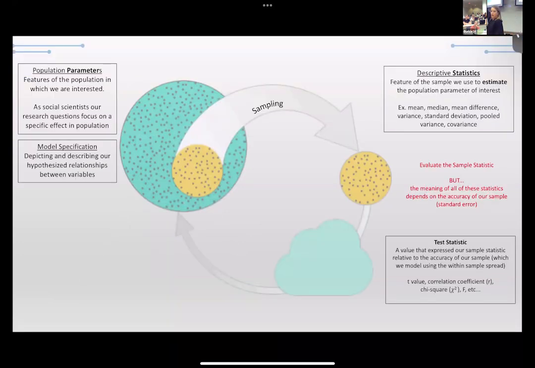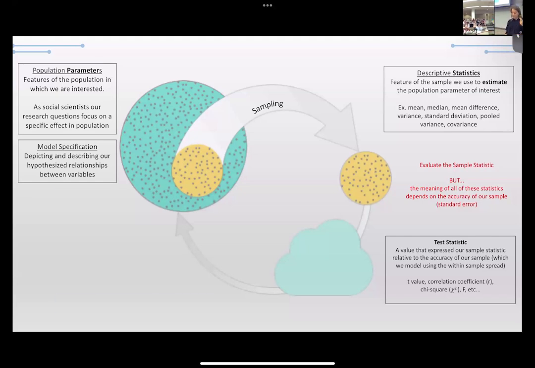So we took our population, we pulled a sample, we described that sample, but we said, hold on, we have to consider that sample in the context of how off it is likely to be from our population. If we have our effect, meaning what we found, and we have this measure of error, we can use those two values to create what we call a test statistic. And that test statistic is what we can use to test our original hypotheses.